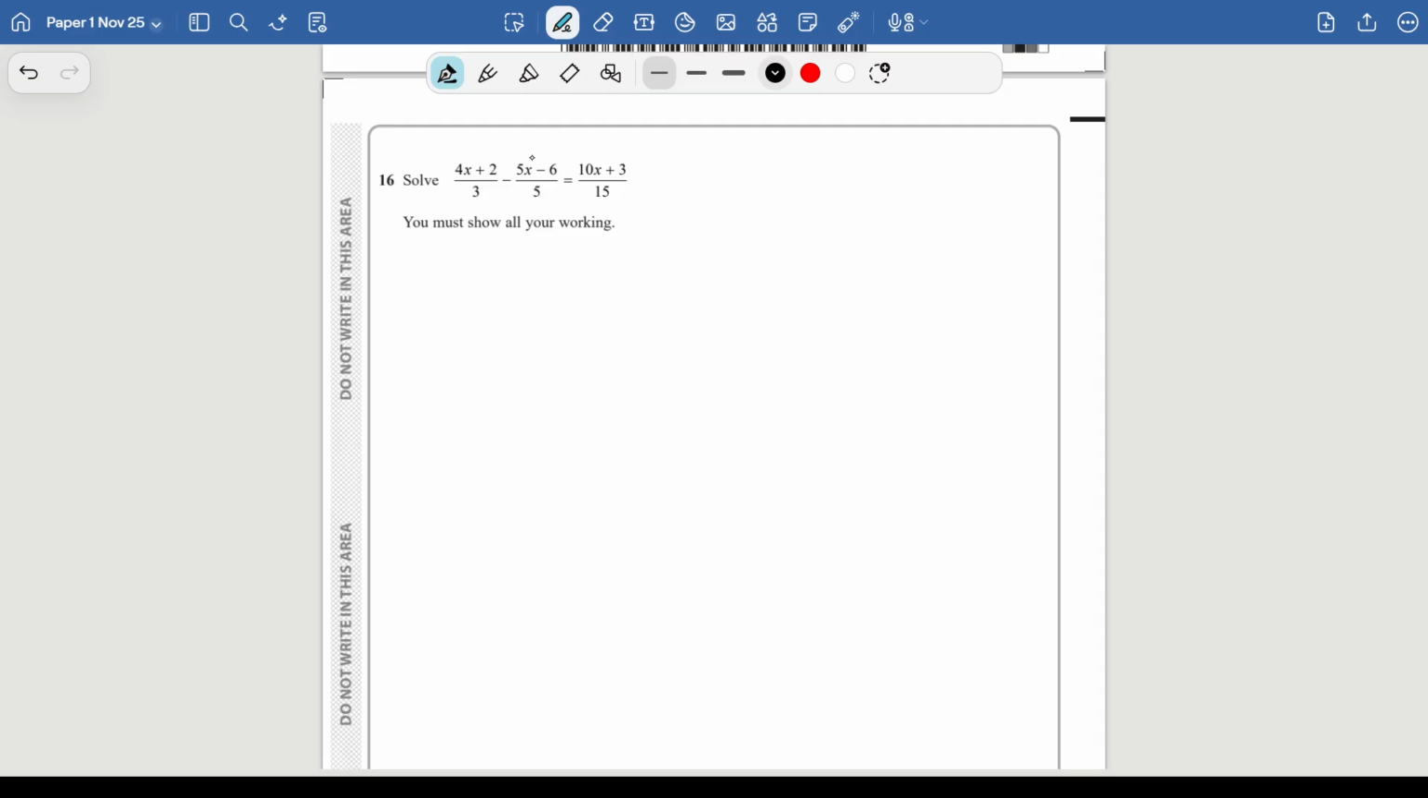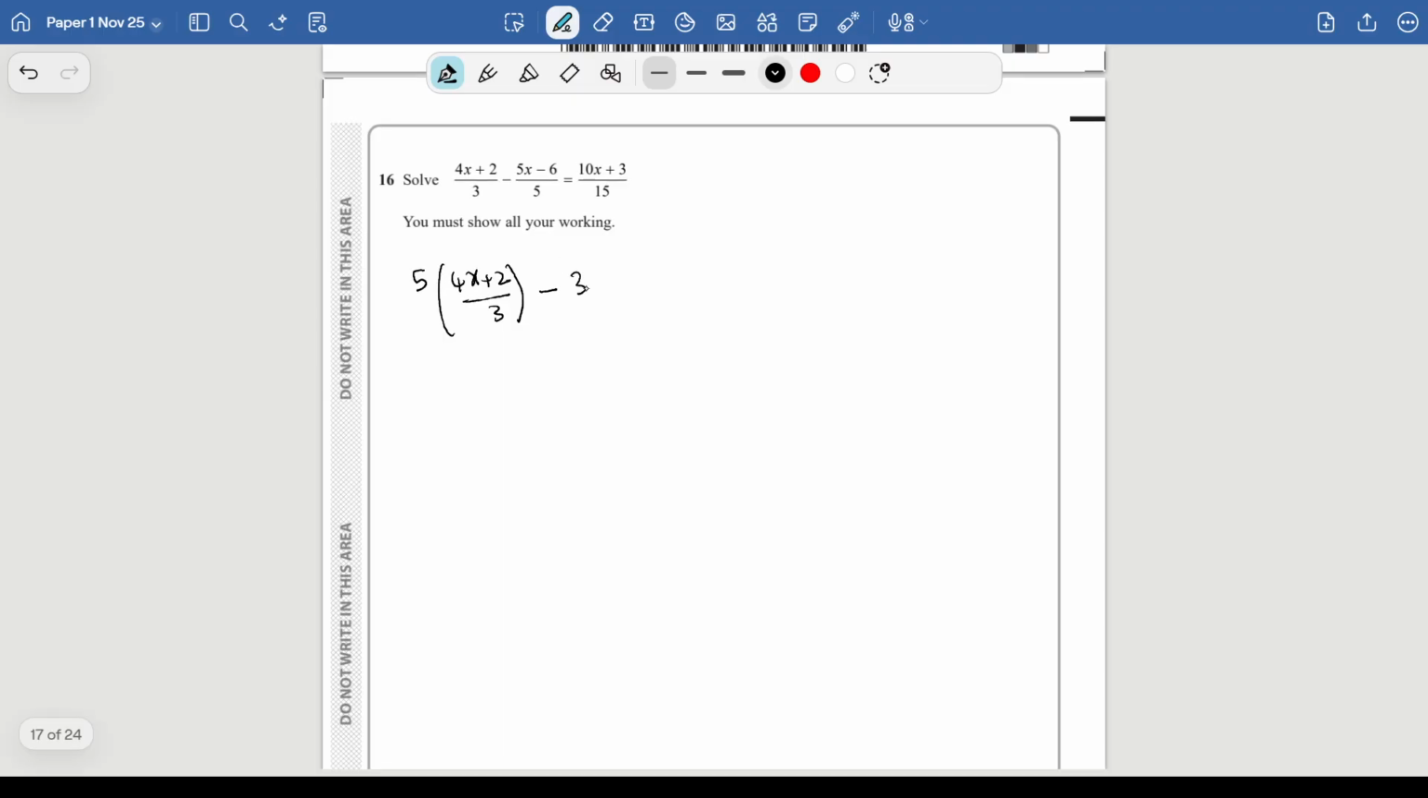Solve this equation to find the value of x. So I'm starting with the left side first. So we have 4x plus 2 over 3. We need to make the denominators the same. So we have a 3 and a 5 here. I need to times this by 5 and this by 3. So let me write it here. 5 times 4x plus 2 over 3. Make sure you put them in brackets so that you're multiplying every term with 5.